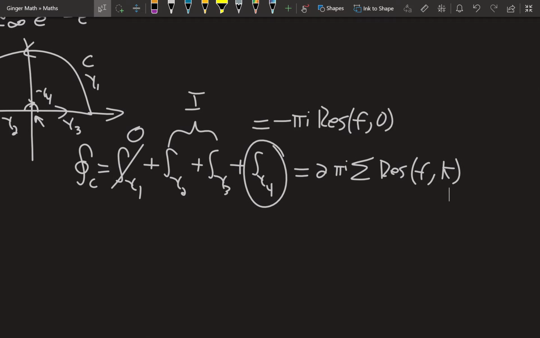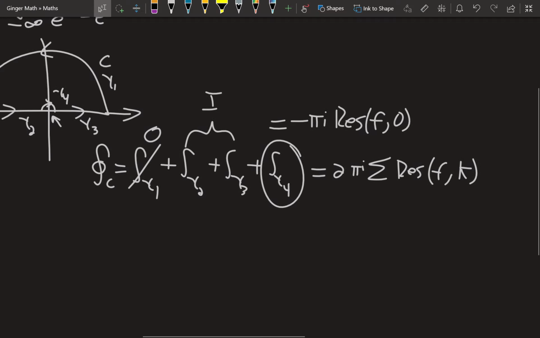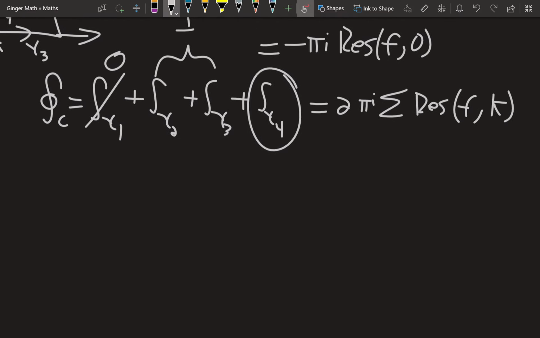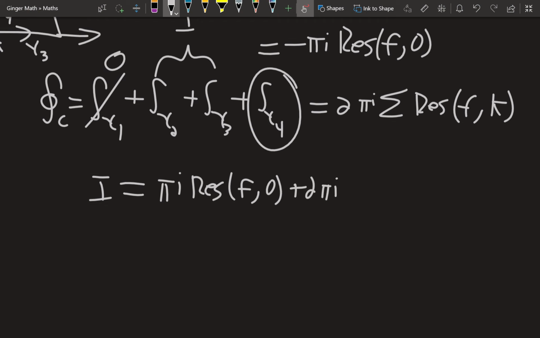So, based off this, it's really not that bad to see that we can just solve for I here, right? We can just say our integral is just going to be equal to pi i times the residue of f at 0 plus 2 pi i times the sum of the rest of our residues.